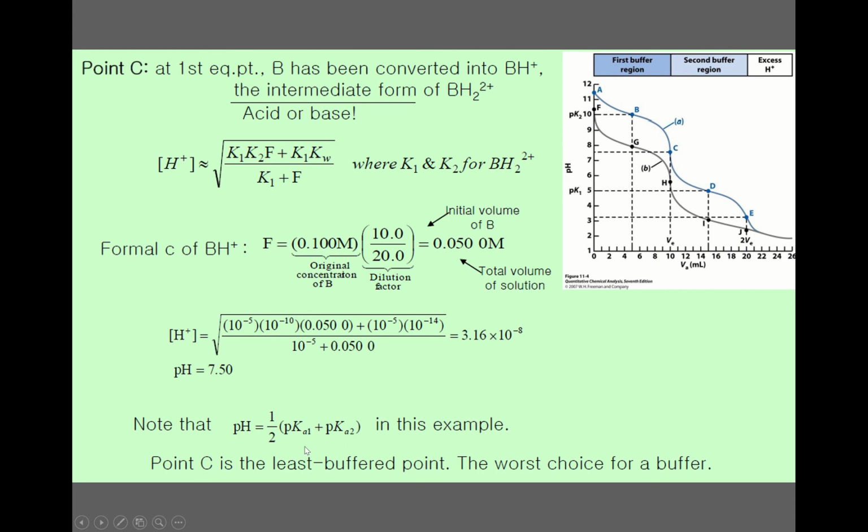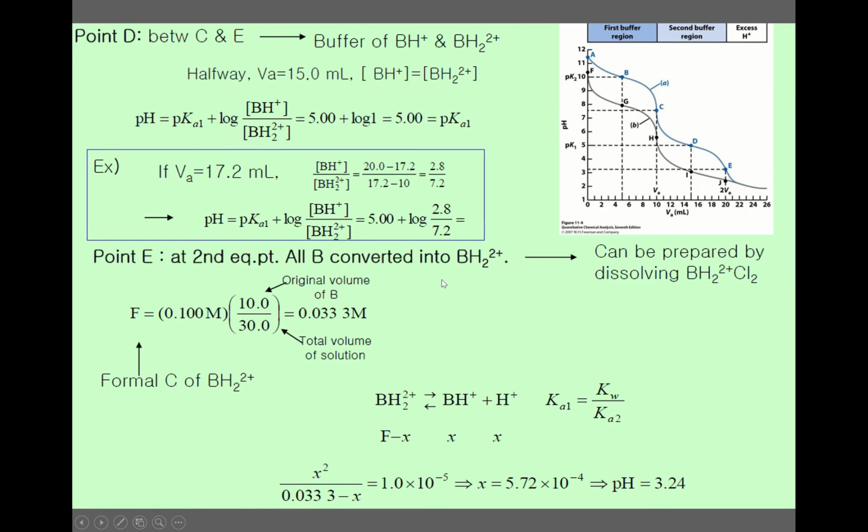Okay, yeah, but I strongly recommend you use this equation, not this equation. Okay, now calculate the pH at point D, which is the middle point between first and second equivalence points.